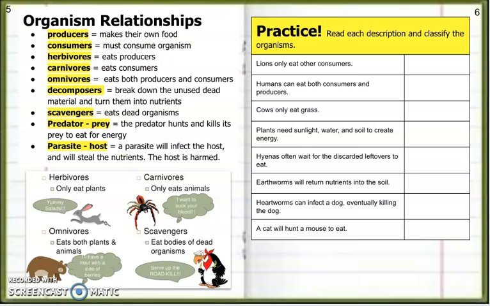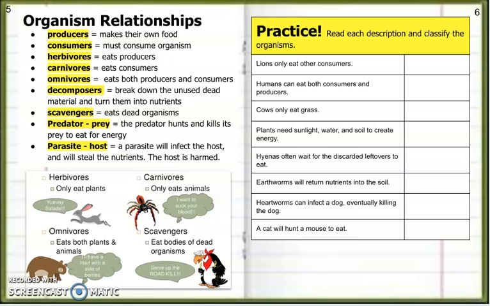Decomposers break down the unused dead material and turn it into nutrients. So basically, it's going to be like your earthworms or your fungus, where they're breaking down dead stuff and turning it back into nutrients. Scavengers eat dead organisms, so like your vultures, your hyenas, and so forth.